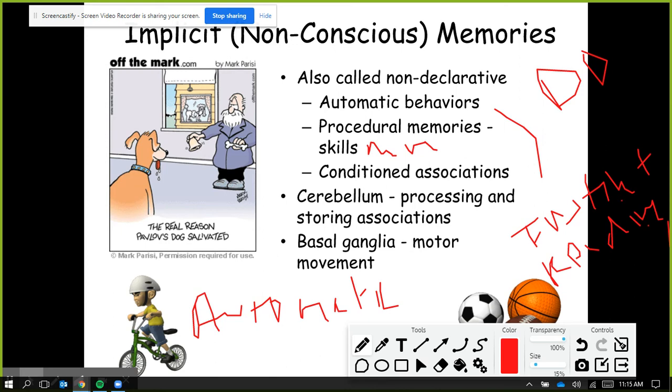And then conditioned associations. Pavlov's dog, understanding that when the bell rang, that meant that they were about to get food. We talked last class about how we automatically encode frequency. Learning the frequency of something is something that is conditioned, because if one thing happens a lot, then something else happens right after it. That's classical conditioning.